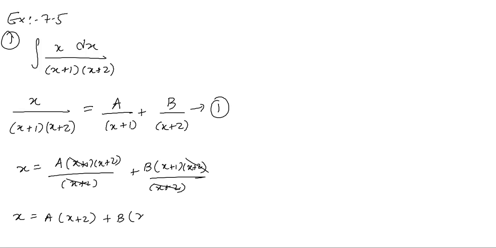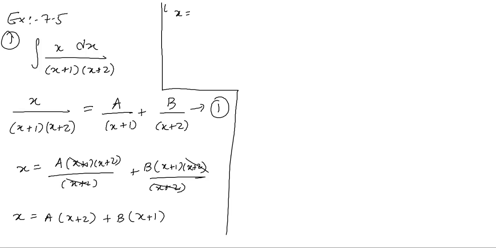So I'm left with this equation. Here you can see the critical points: x is equal to minus 1 and x is equal to minus 2. If I take x is equal to minus 1, then this term will get 0. And if I take x is equal to minus 2, then this term will get 0.